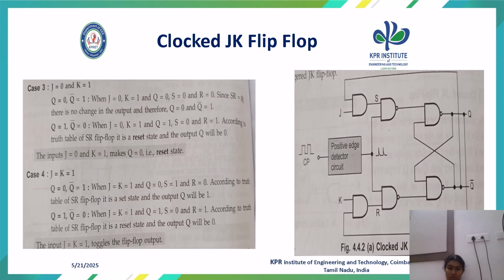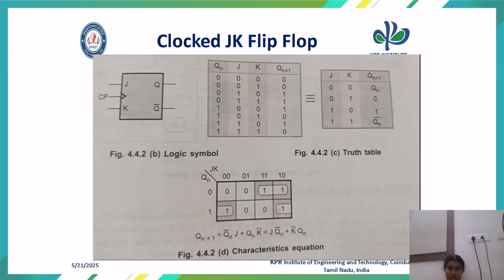Q equal to 0 and Q equal to 1. When J equal to K equal to 1, the output gets toggled. This is said to be the race around condition in the JK flip-flop. So this is the characteristics or truth table of the JK flip-flop.